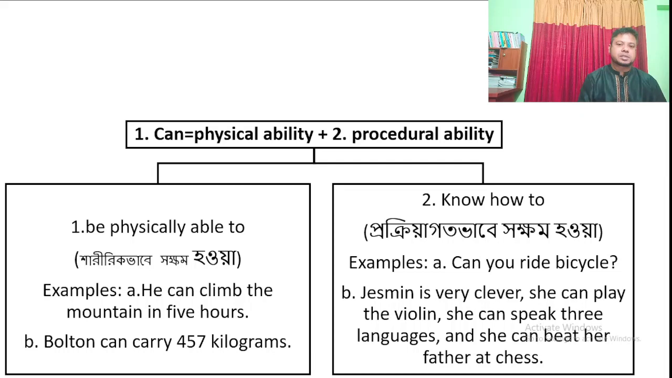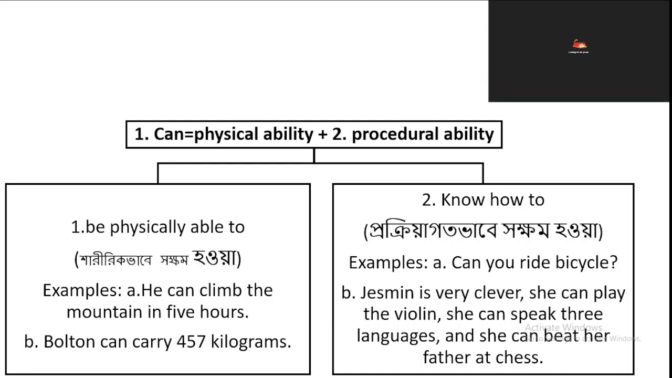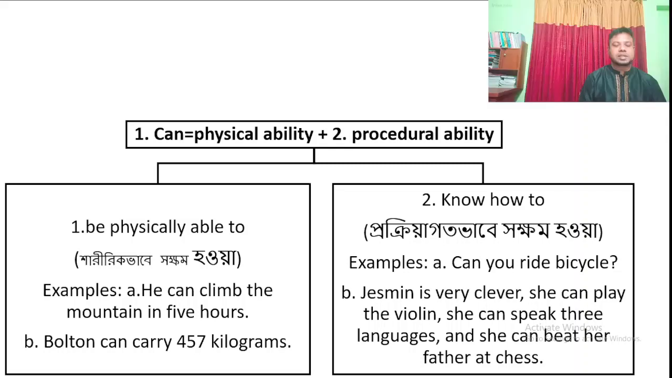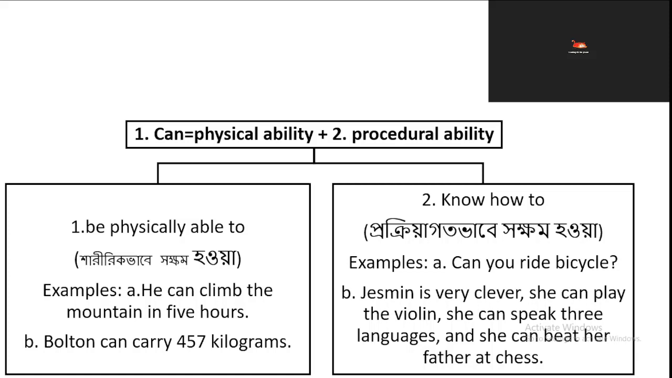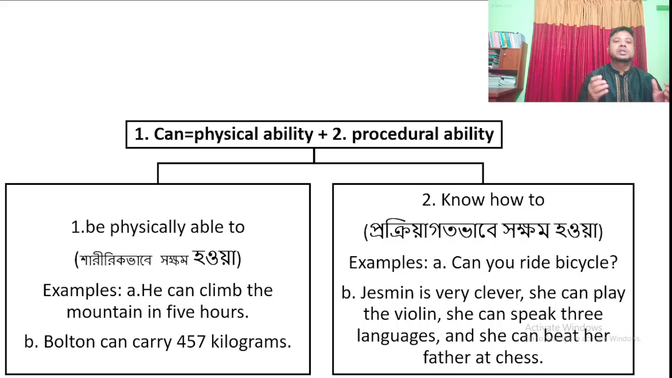Take a look at another example. Jasmine is very clever. She can play the violin. Once again, take a look. Can here refers to procedural ability. When it comes to playing any musical instrument, we need to know the procedures, systems, some rules and regulations. We must have some knowledge of how to play the violin, for example, how to play any musical instrument.